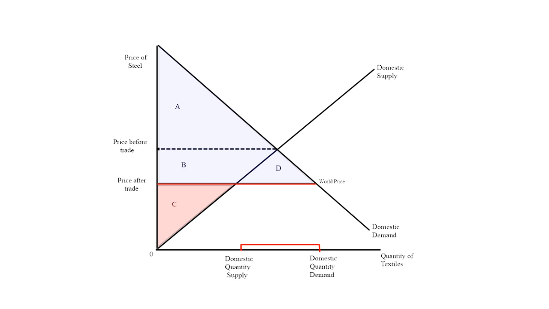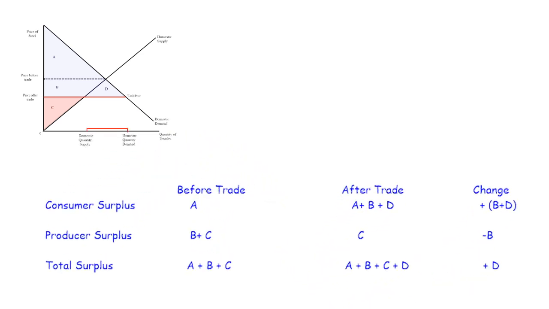So what we have here is the amount that our producers, domestic, want to produce is right here. But our consumers want this much. How do we fix this problem? We import the goods, and that's D, right? So D is the increase in imports. All right, now we look at it. Consumer before trade was just A. Now it's A, B, and D. They gained B and D. Producer before trade was B and C. They are now just C, so they lost B. But the country as a whole gained D.